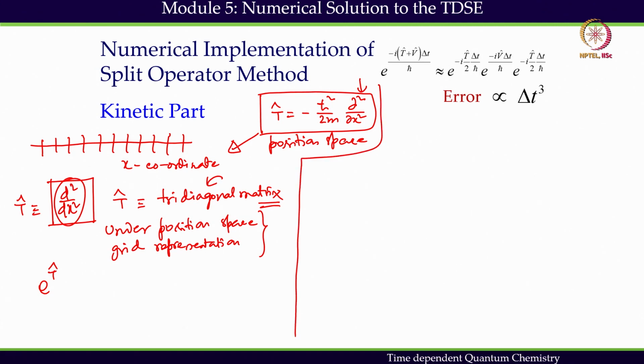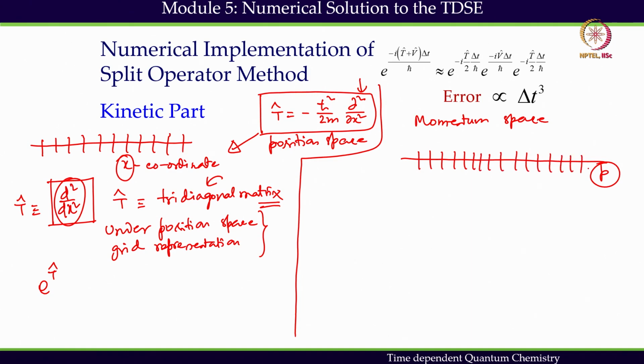if I use the momentum space, what is momentum space? Similarly, I have this momentum p as a function, whereas here it is a function of x, I am now working as a function of p. I have this grid representation, the same idea. In the momentum space, if I try to represent T, what is the form of the kinetic energy operator in momentum space? It is nothing but p squared divided by 2m, which is a function of p divided by 2m.